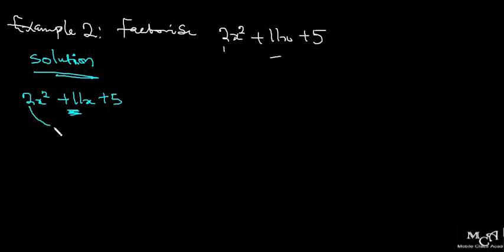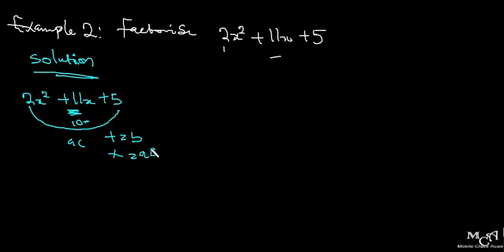Let us multiply our a with our c. We have AC. So what is our AC? 10, right? So what are the two values that when added will give me plus 11 and when multiplied will give me 10? When added will give me the value of my b, and when multiplied will give me the value of my AC. So what are the two values?